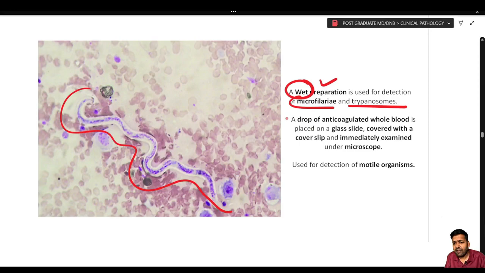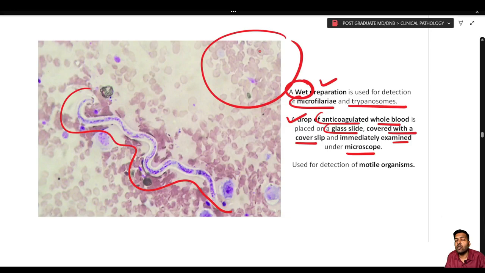In a wet preparation, a drop of anticoagulated whole blood is placed on a glass slide, covered with a cover slip, and immediately examined under the microscope. So what is happening over here? We are not doing the Leishman staining or any kind of staining. You can see the RBCs, they are not stained. We are directly taking the blood on the glass slide, covering it with a cover slip and examining under the microscope. Nothing else is done. So what is the use of wet preparation? It is used for detection of motile organisms like microfilaria or trypanosomes.